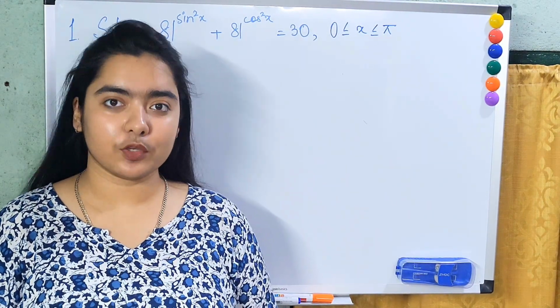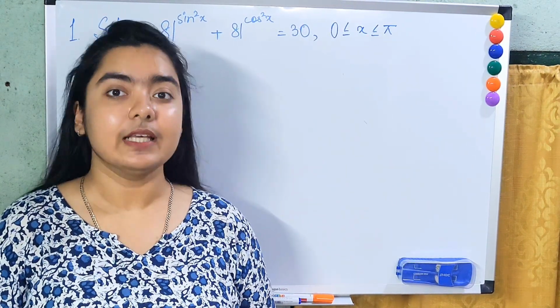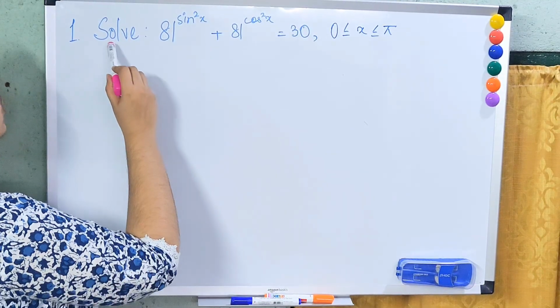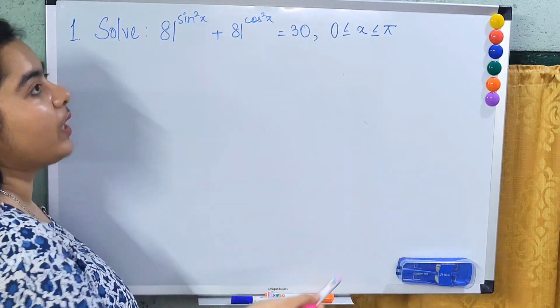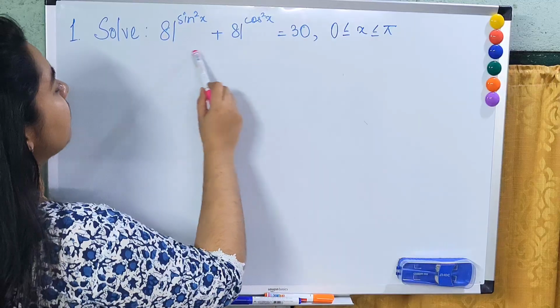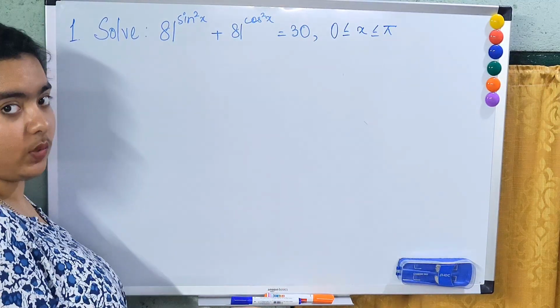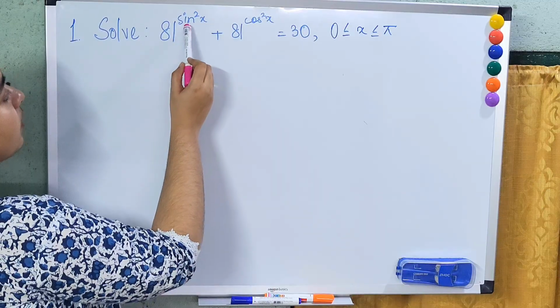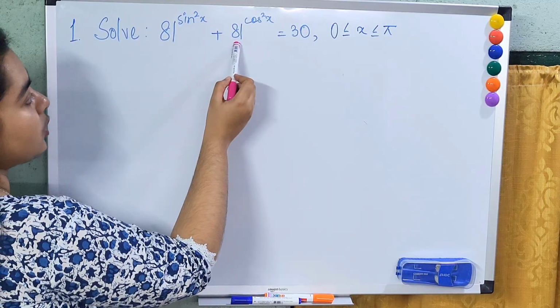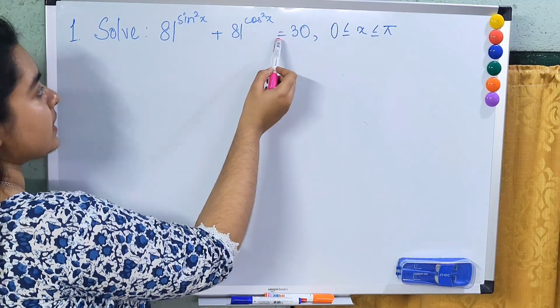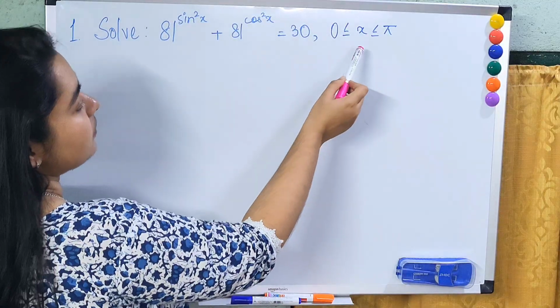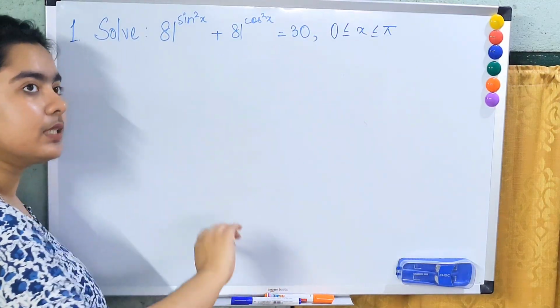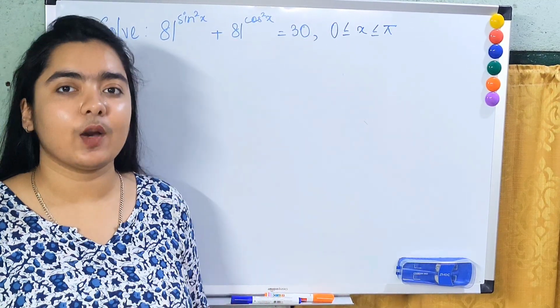So in the first episode of trigonometry, we are going to solve this problem which says that we need to solve for x. From where we need to solve for x? From the given equation that is given to us. The equation that is given to us is 81 to the power of sin square x plus 81 to the power of cos square x is equal to 30. And it is given that x ranges between 0 to pi. Now let's see how we can solve it.